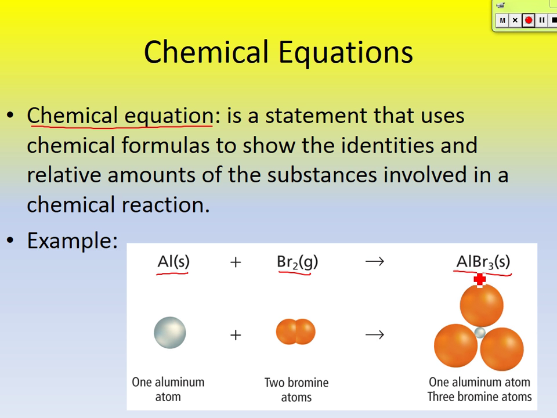It's just implied, so we don't write ones. How many bromines? 3. So you'll see 1 aluminum and 3 bromines. Okay?